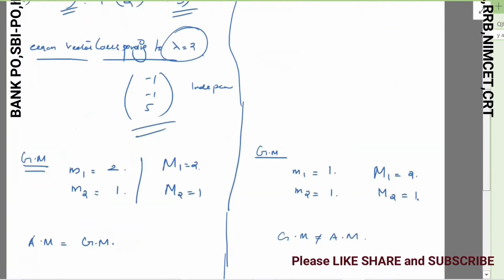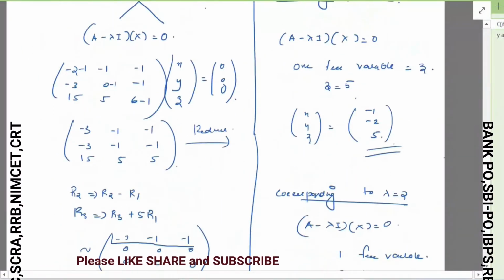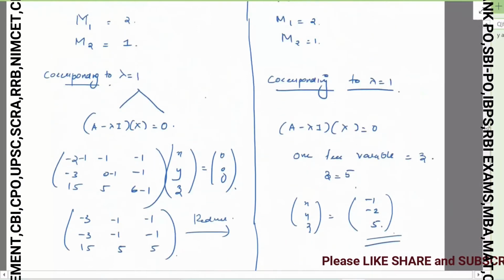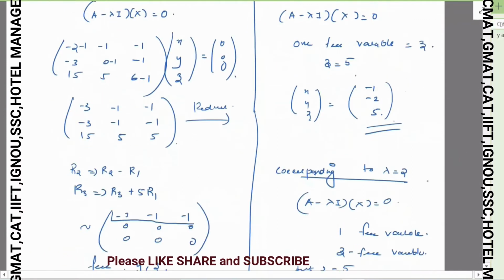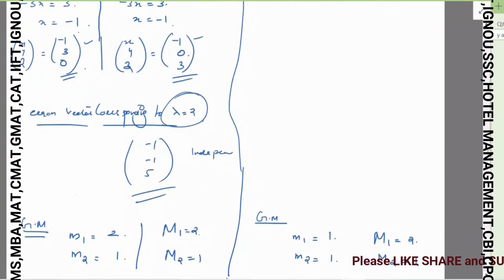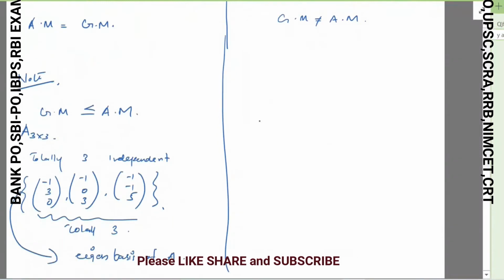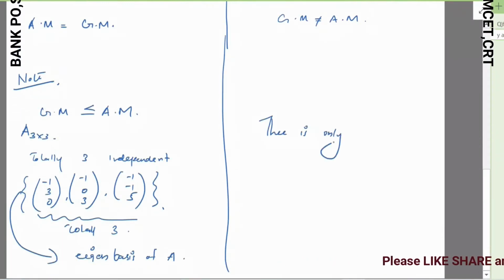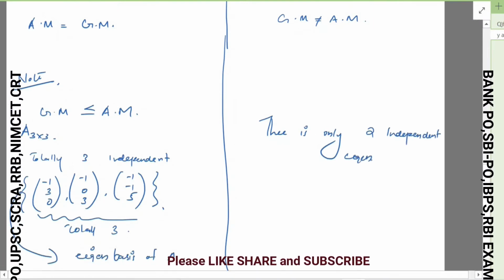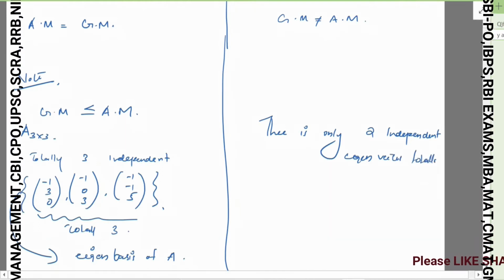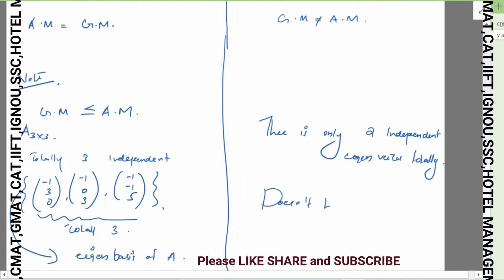But in the second example, you can see that there are only two eigenvalues, lambda equal to 1 and lambda equal to 2. And corresponding to lambda equal to 1, we got only one independent eigenvector, and corresponding to lambda equal to 2, also we got only one independent eigenvector. So in the second example, there are only two independent eigenvectors totally. So what we can say, this matrix doesn't have an eigenbasis.